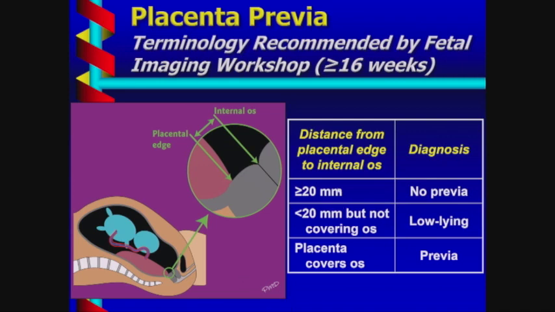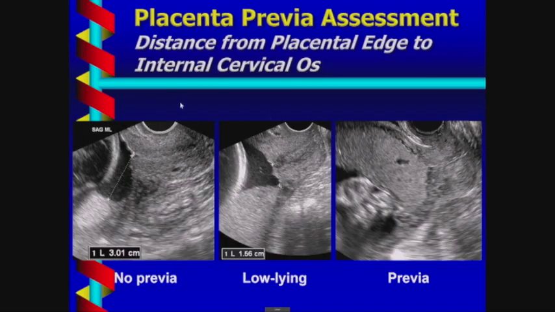Standard terminology they recommend, and I like it, is if the placenta covers the os, it's a previa. If it's within 20 millimeters, but not over the os, it's low-lying, and if it's greater than 20 millimeters, there's no previa. And these are examples of no previa, low-lying, and previa.